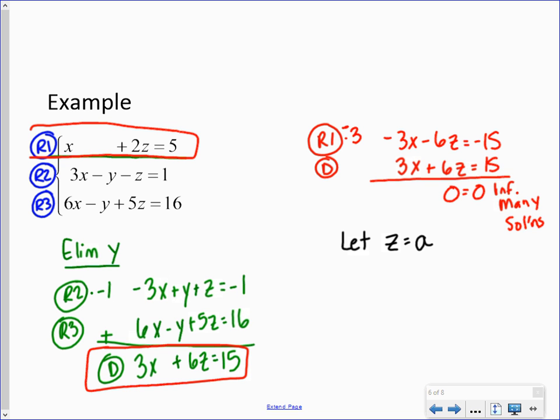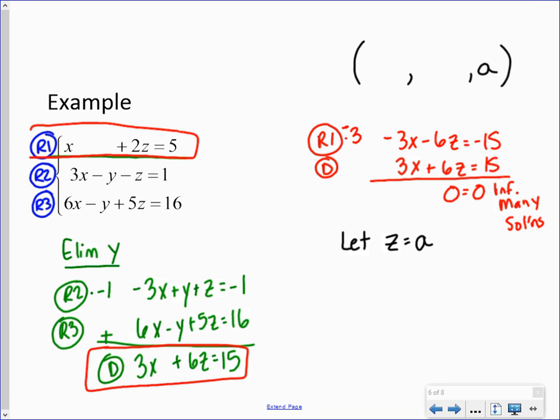Could you say let x equals a? Could you say let y equals a? Yeah. In my homework, I let z equals a. So if you want your answers to look the same as mine, let z equals a. Okay, now we know z is a. We want to find x and y in terms of a.